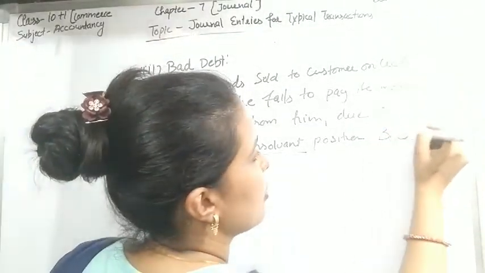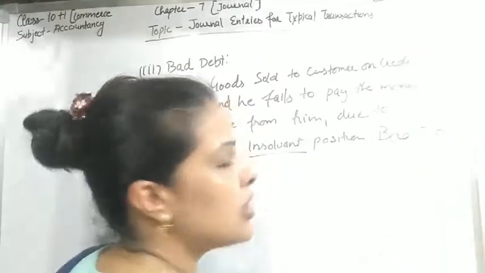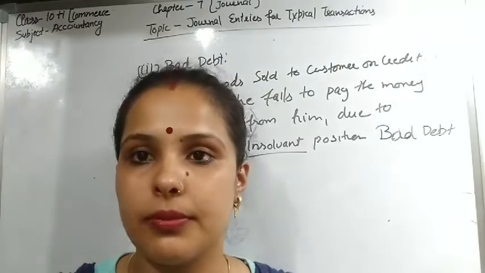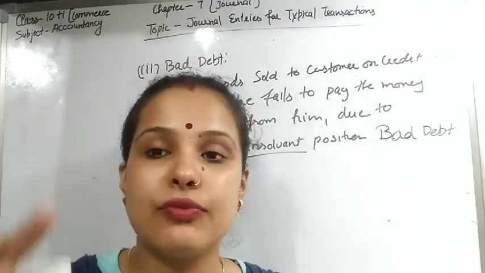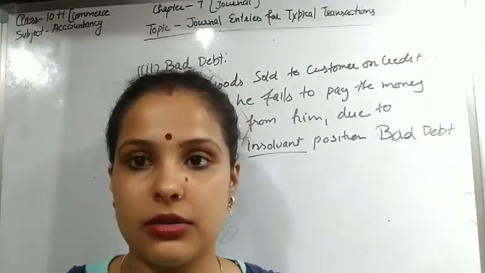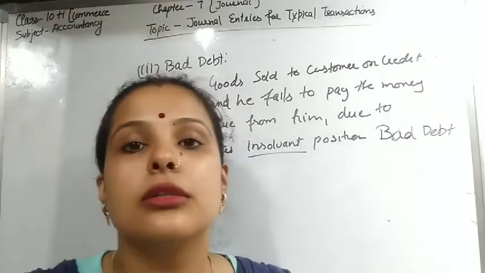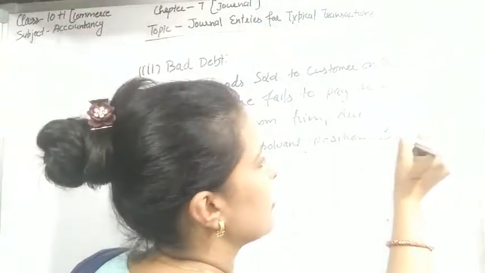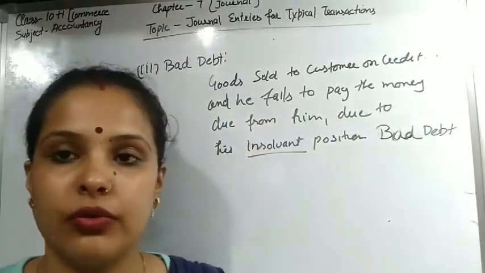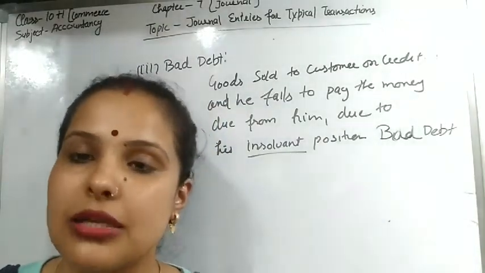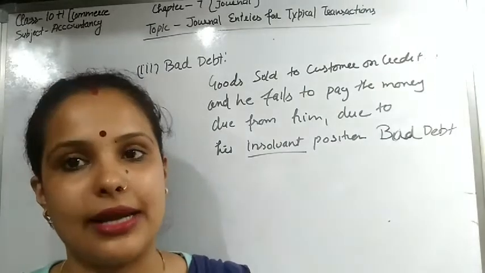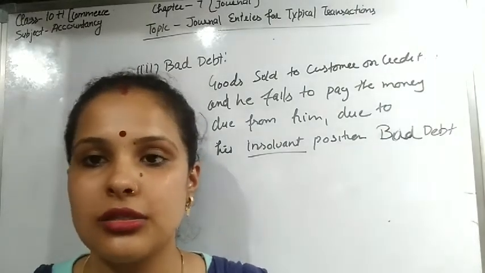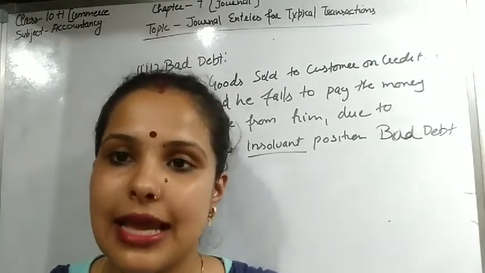I repeat, students: when goods are sold on credit to the customer and some amount is due from him, and he fails to pay the amount back, the amount which is due from him is taken as bad debt. We will discuss how to pass the journal entry related to bad debts. There are 3 cases, students. We will discuss each case one by one with an example.